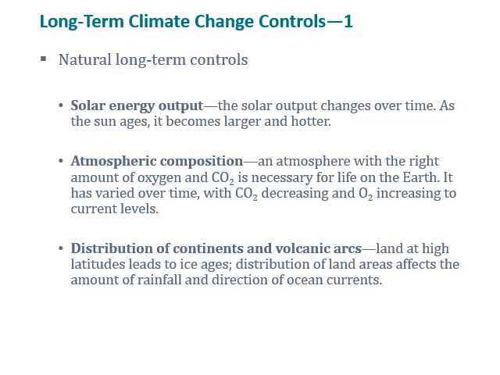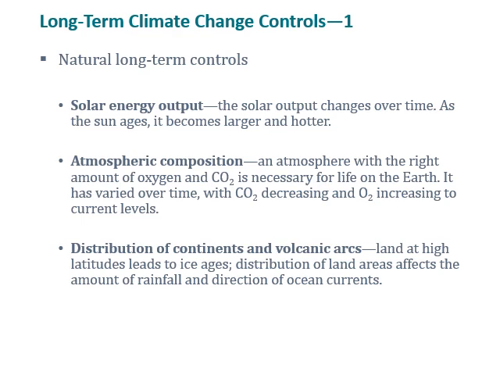Now let us discuss long-term climate change controls. There are natural and anthropogenic controls. Natural long-term controls include solar energy output, because solar energy output changes over time as the sun ages. It becomes larger and hotter. Atmospheric composition. An atmosphere with the right amount of oxygen and carbon dioxide is necessary for life on Earth. It has varied over time, with carbon dioxide decreasing and oxygen increasing to current levels.